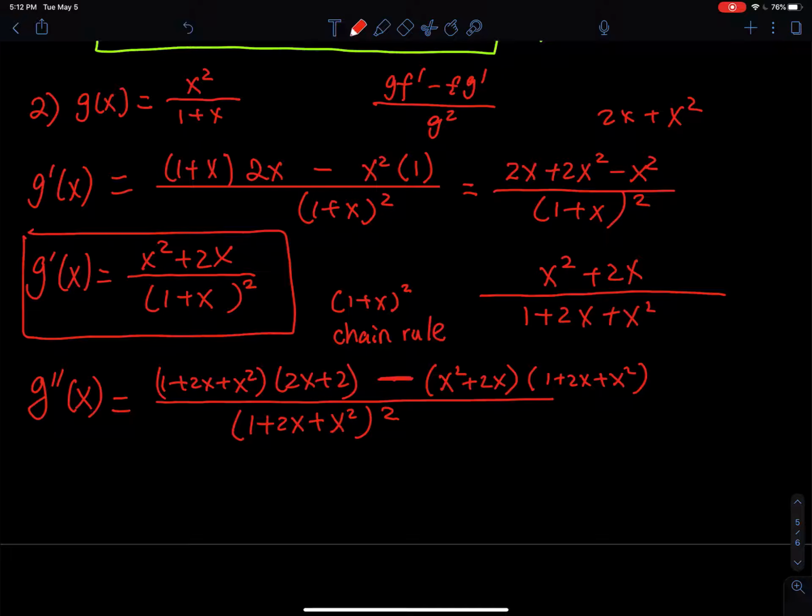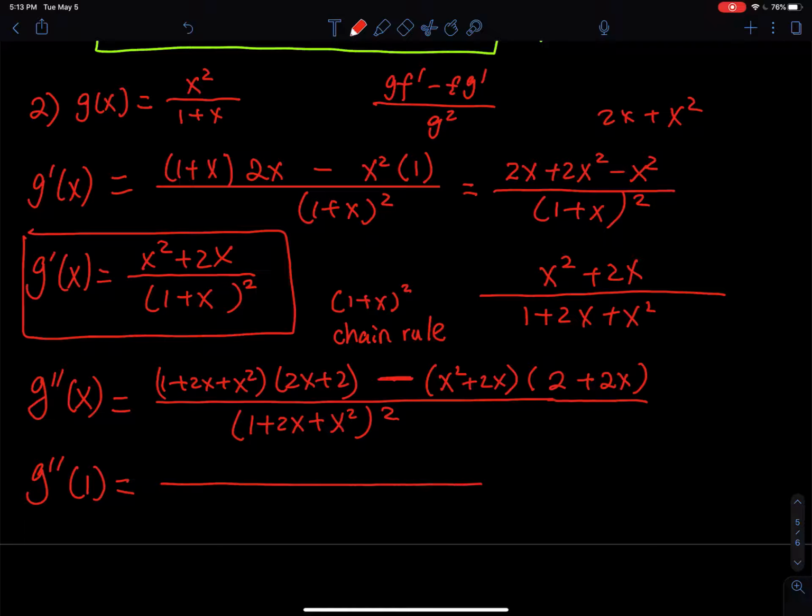Wait, hold on. What did I do? fg prime, right? So g prime, the derivative of the denominator is 2 plus 2x. This one, let's not do the simplification. I will leave the simplification to you because the problem is asking for this g double prime of 1. That means you plug in 1 to x.